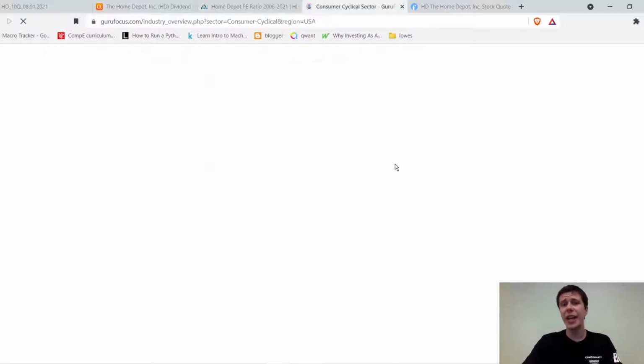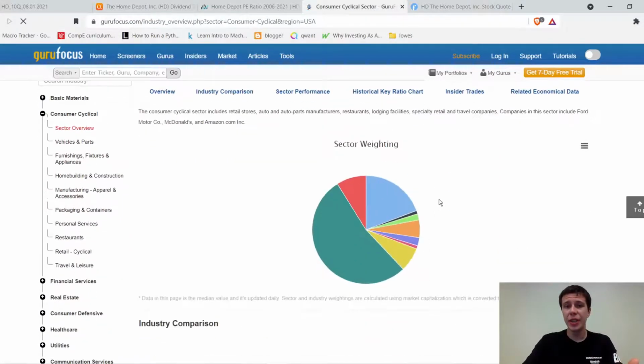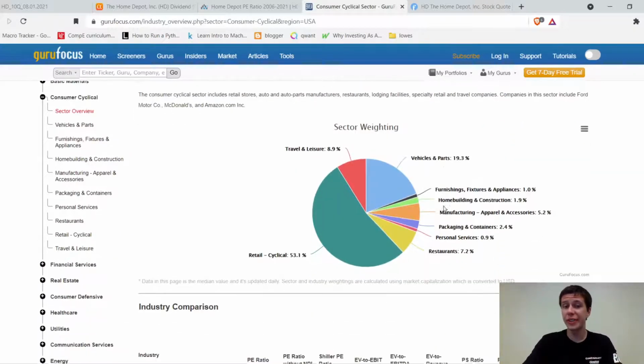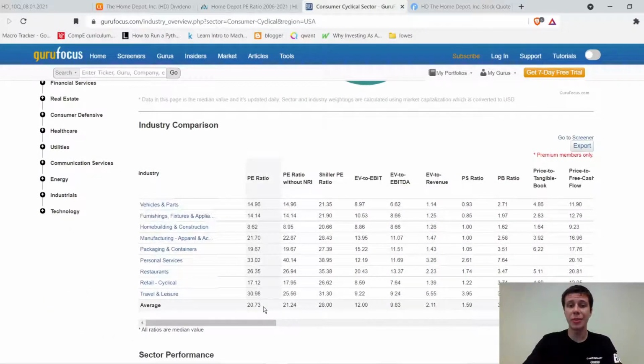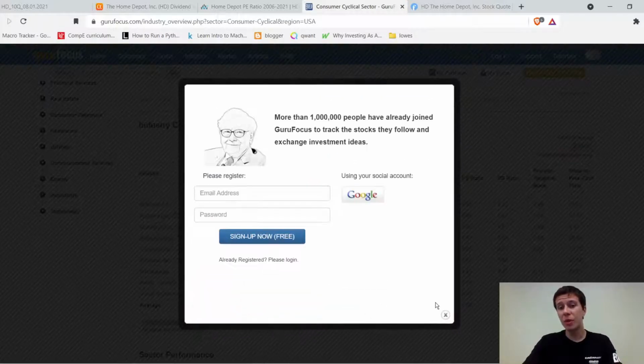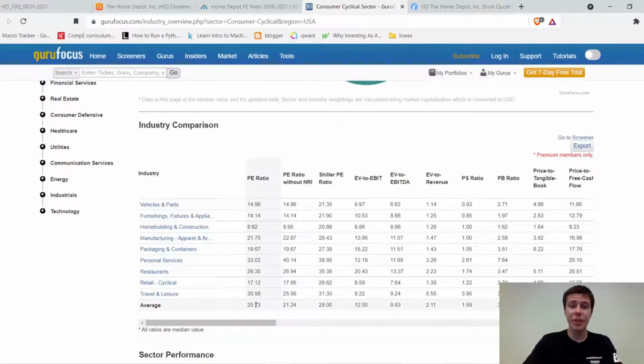And we can look here at the average PE ratio for the consumer cyclical or consumer discretionary sector, and that average is 20.73. Home Depot is still a little bit above that average there, but they actually are also above the average for the retail sector, which is 17.12. So that's definitely interesting to see that even a great company like Home Depot is above the overall sector. And obviously they are a great company, so maybe that explains some of it, but it is interesting to see.